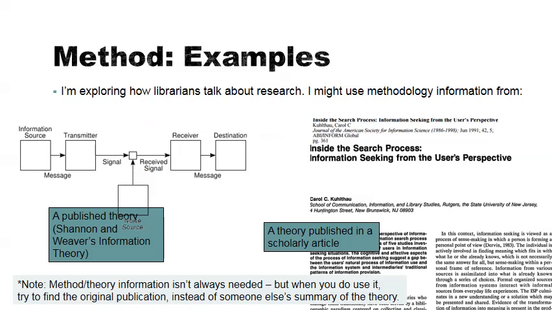So for me, if I'm still exploring how librarians talk about research, I might use methodology information from a published theory. So this is Shannon and Weaver's information theory that is well known in the field of library and information science. Or I might use a theory that's published in a scholarly article. So a lot of scholarly articles will also use methodologies to talk about their research. This particular one is the information seeking process from a user's perspective.